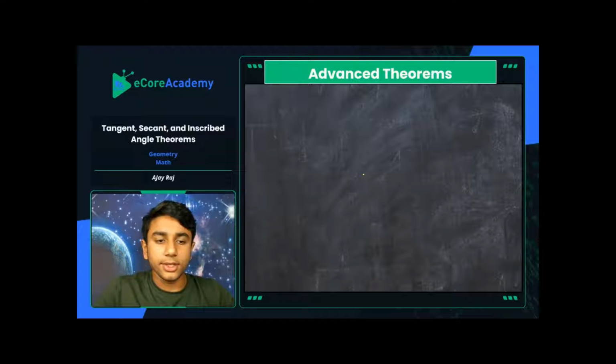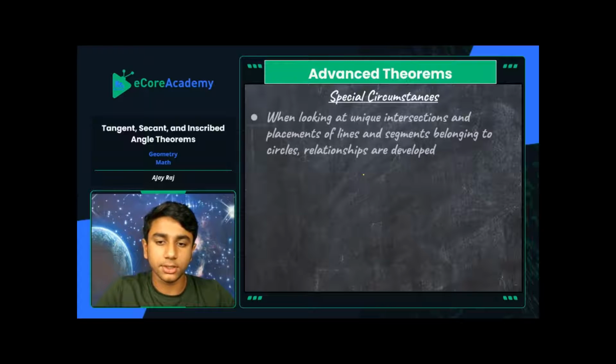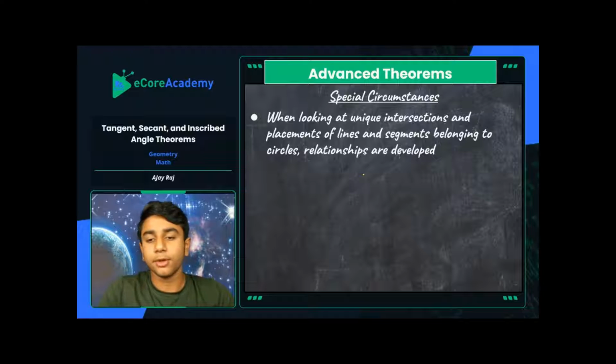So let's take a look at what these advanced theorems are and what they actually represent amongst each other and amongst the different properties of circles. These are the special circumstances. When looking at unique intersections and placements of lines and segments belonging to circles, relationships are developed. After your lines and segments are developed, such as your tangents, your chords, or your secants, certain intersections can occur and some might not.